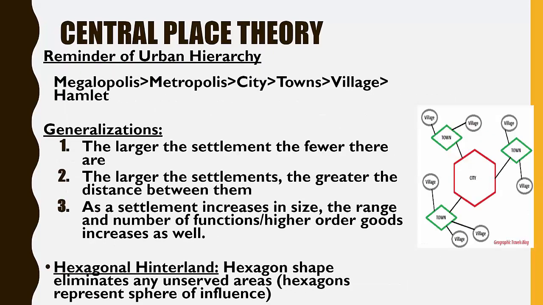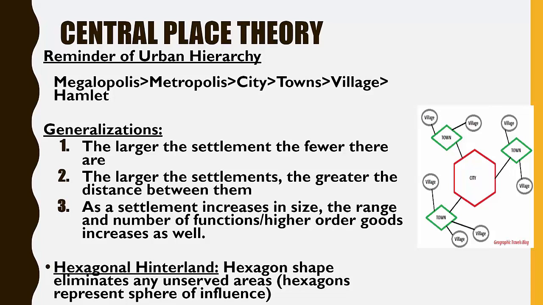Now let's get to what he said. Quick reminder, there's the hierarchy for cities: megalopolises, metropolises, cities, towns, villages, hamlets. Okay, so what central place theory says is the larger the settlement size, the fewer there are of those on Earth. So the larger the population, the fewer you're going to see of those places on Earth. The larger the settlement, the greater the distance between them. So large settlements tend to spread out and not be clustered together. And as a settlement increases in size, the range and number of functions and higher order goods increases as well.